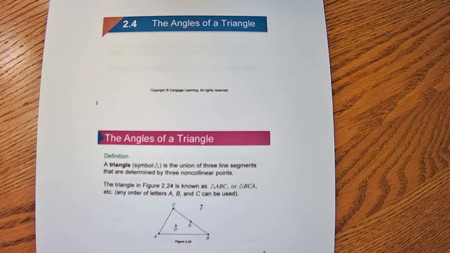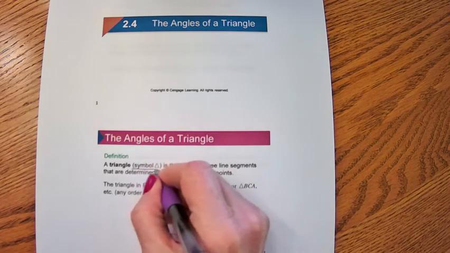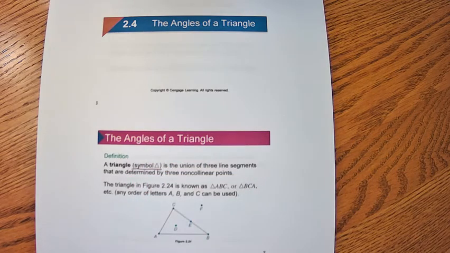So in section 2.4, we're going to talk about the angles inside a triangle. And a triangle uses the triangle symbol when we're naming a triangle. And that's the union of three line segments for 3 points that are not in the same line. So here we have a diagram of, this could be called triangle ABC. It could also be called triangle BCA.